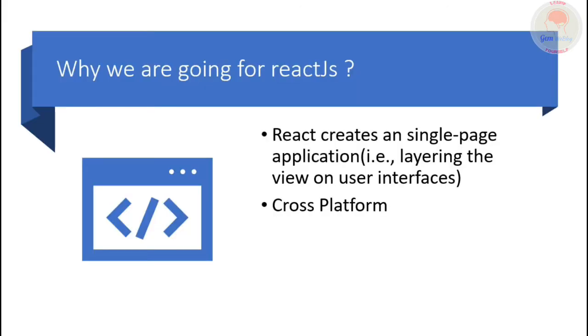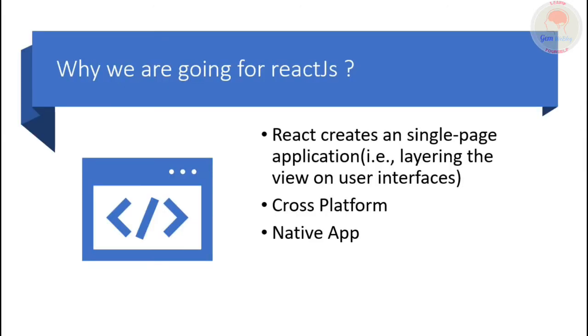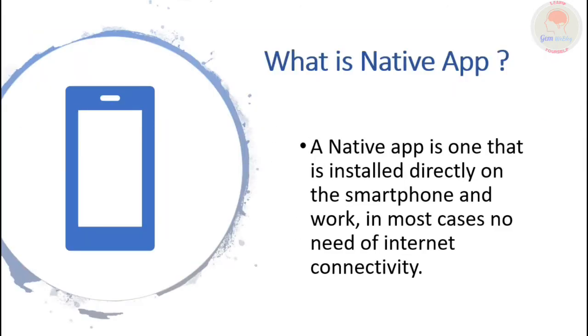The second one is cross platform. It will work on Linux, Mac OS, and Windows. The third one is native app. What is a native app? A native app is one we install directly on a smartphone and work on it, and in most cases we do not need internet connectivity. So it is called a native app.